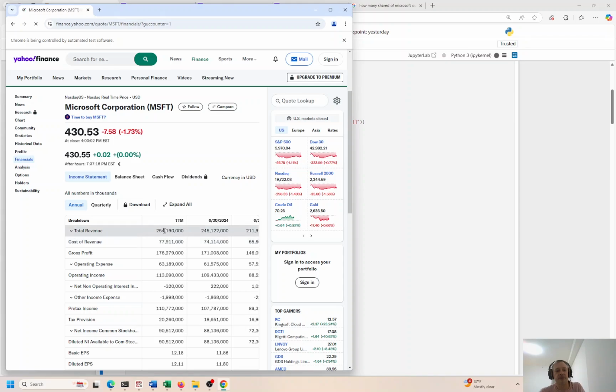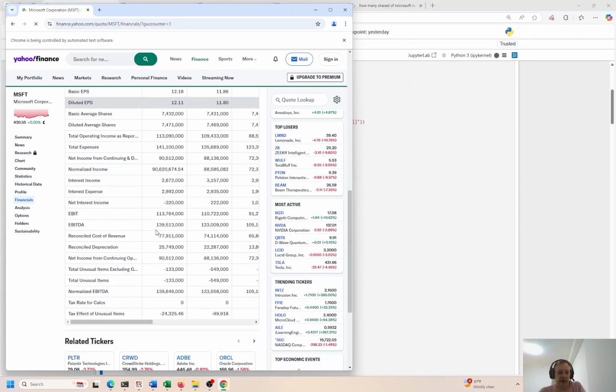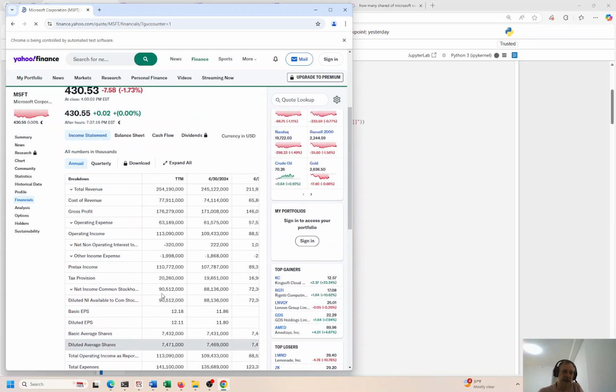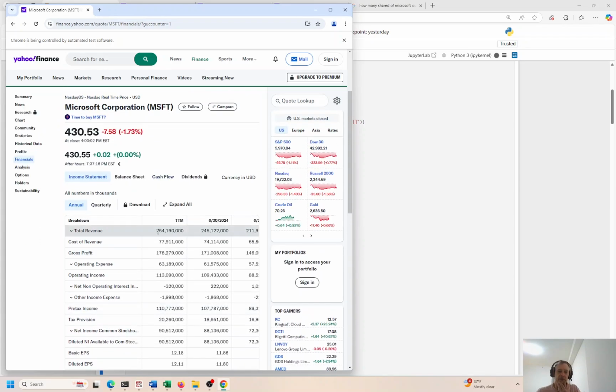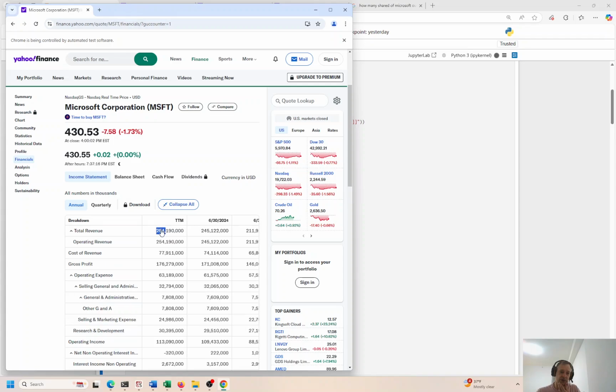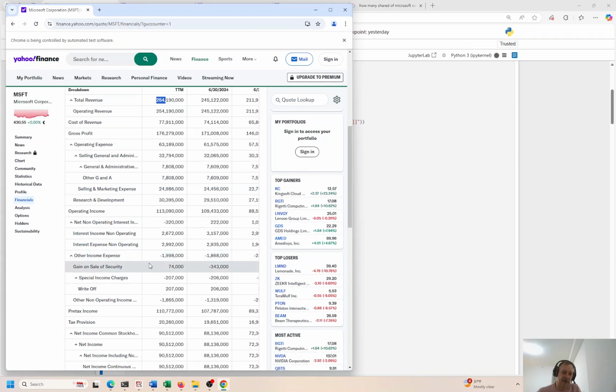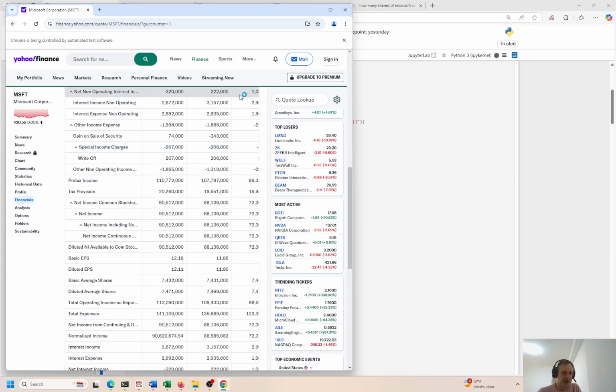Okay, we're going to be screen scraping this. 254 million is the start of the data frame, and tax effect of unused items negative 24. These are all in thousands, so 24 billion, right? Because you multiply that by 1,000, so negative 24 billion for unused items for taxes, and 254 billion for gross revenue, right? And then we subtract out some of the costs of doing business, and we get down to the net down here. So this is pretty interesting.